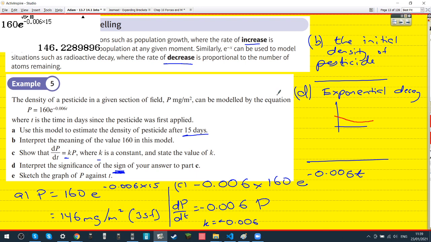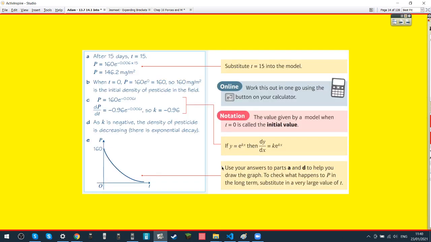It was 1. Or 160. Because that's a stretch in the y direction. And it approaches y equals 0. That's the asymptote. So now we're applying it to the real world. Okay, that's what the graph looks like.